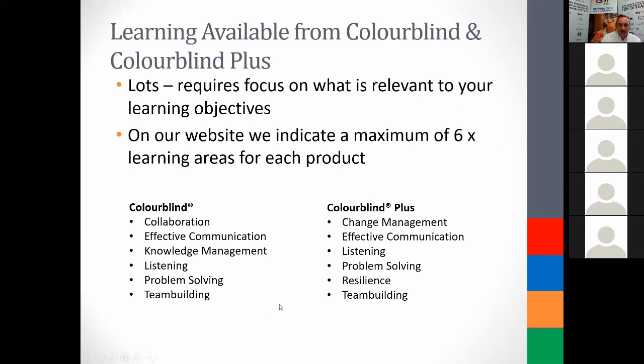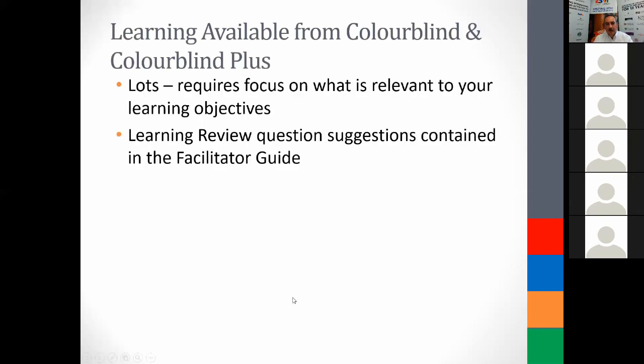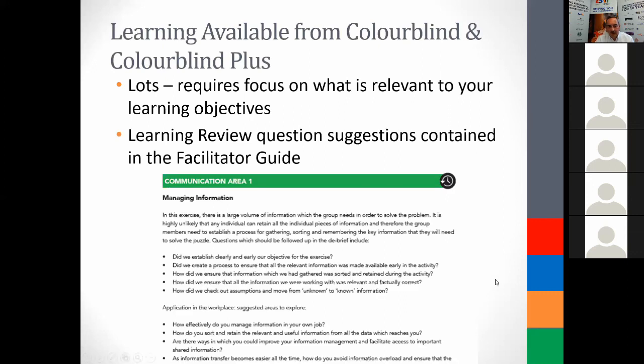So those are some suggestions from us on the website in terms of learning areas. The other thing I would say is have a look at the facilitator guide that comes with it. Every guide that we provide has some suggestions on areas. So here's one of the parts of communications, managing information. Here are some classic questions that you might ask the group to help them to unpack the learning that came from using Colourblind, or indeed Colourblind Plus.